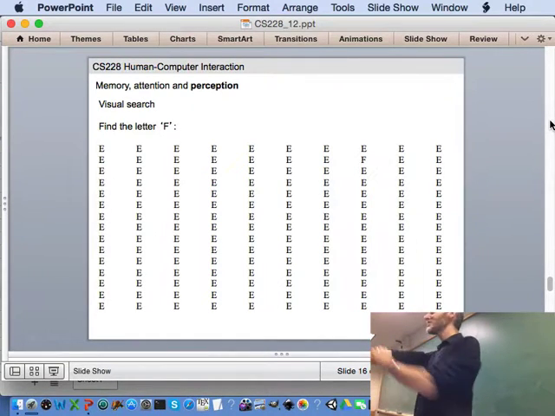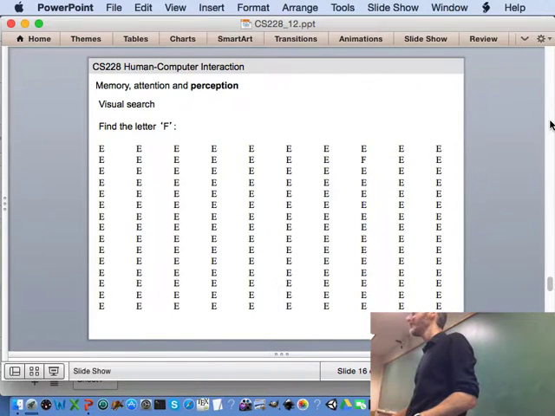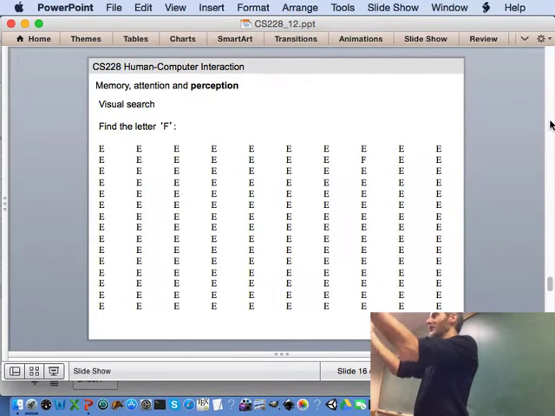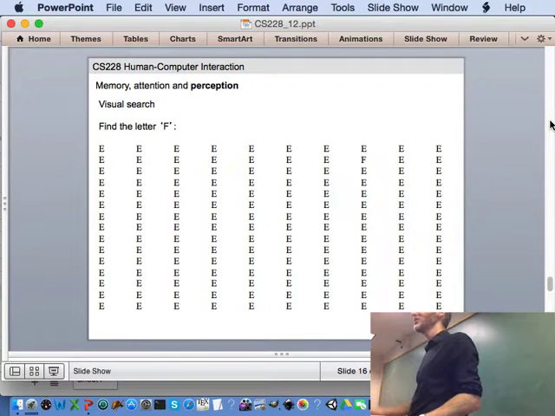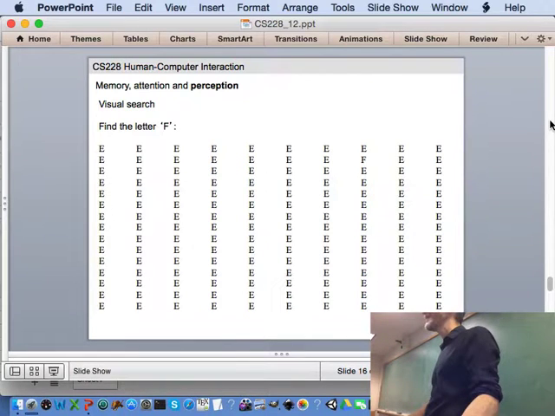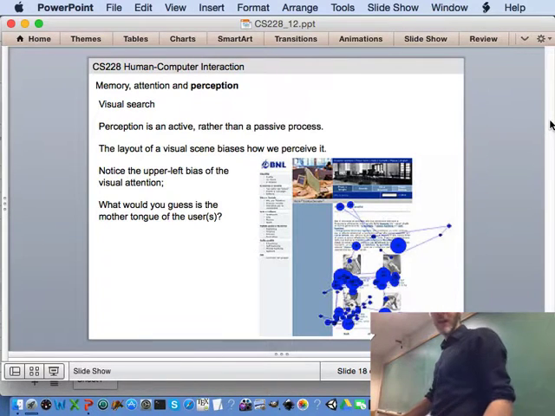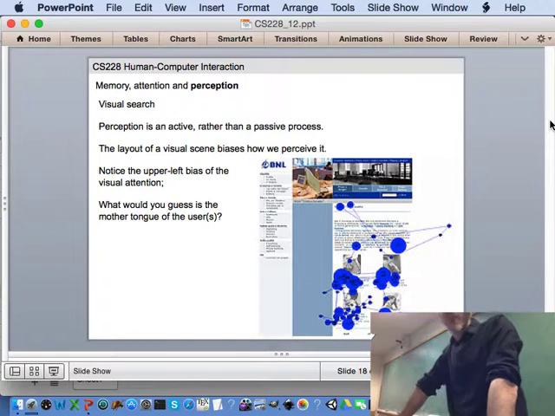If the instructions about what they're supposed to be doing are in the bottom right, it's going to take them a while to get there, right? If the visualization changes, where do you want them to look to know what they're supposed to be doing next? You can influence them in a way that makes it easier for them to do whatever you want them to do, or makes it harder. Here I tried to make it difficult for you on purpose. Okay, that's perception. Perception is an active rather than a passive process.